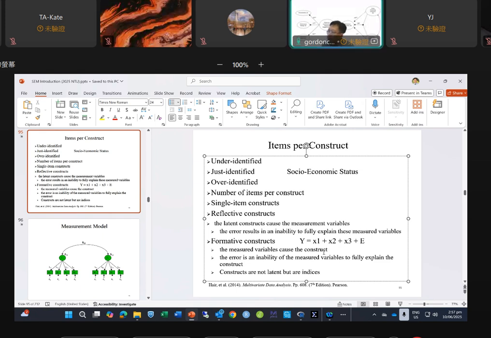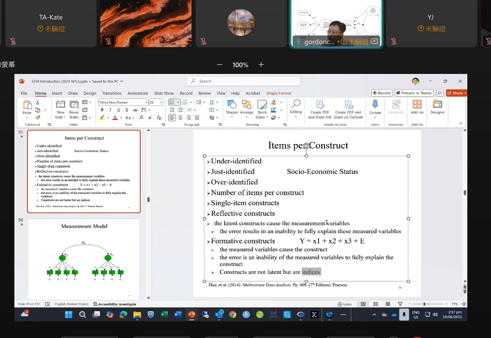In SEM, how can we do this? Instead of estimating the factor model, we simply take the average of x1, x2, and x3 to represent y. This is how we can create a formative construct in SEM. In that case, they are not latent variables, but we call this an index. So these are the major differences between formative constructs and reflective constructs.